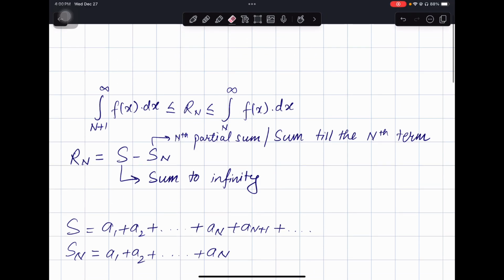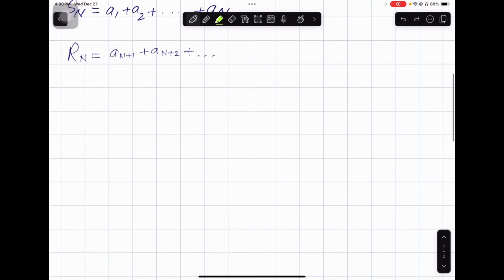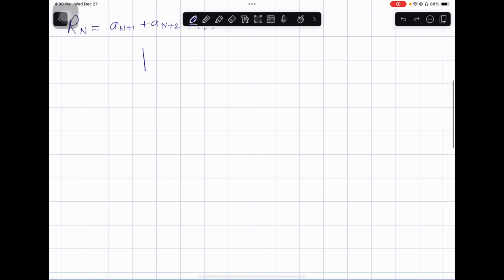Now let's see how we got this inequality that a lot of people dread. For that, we have to take help of Riemann sums. Let's see how that's done. So let's make a graph here.